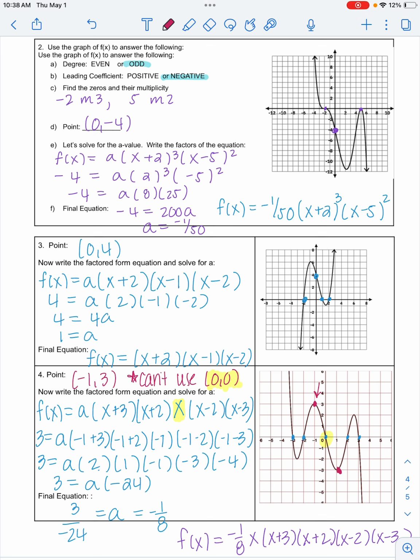So in that number 4, I do have 5 zeros, and then my degree was odd, and my leading coefficient is negative, since the right side is negative.